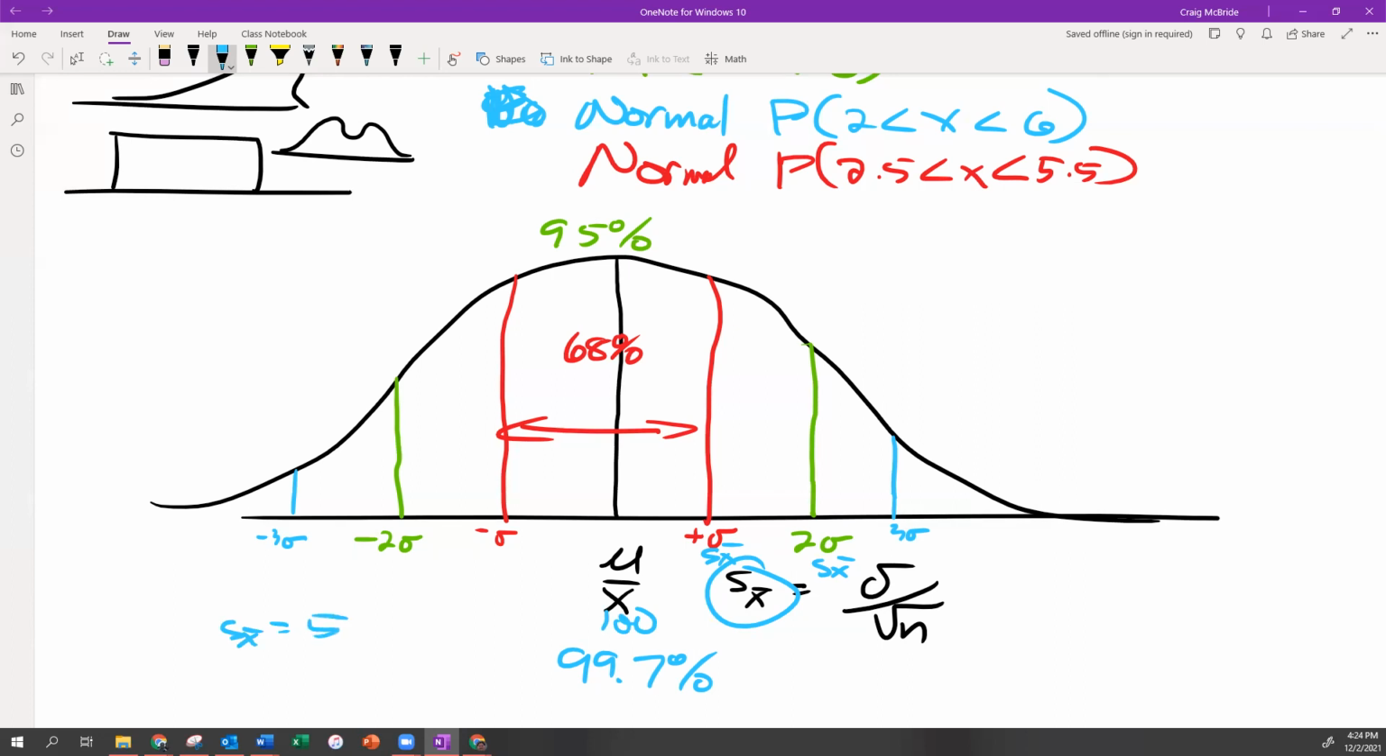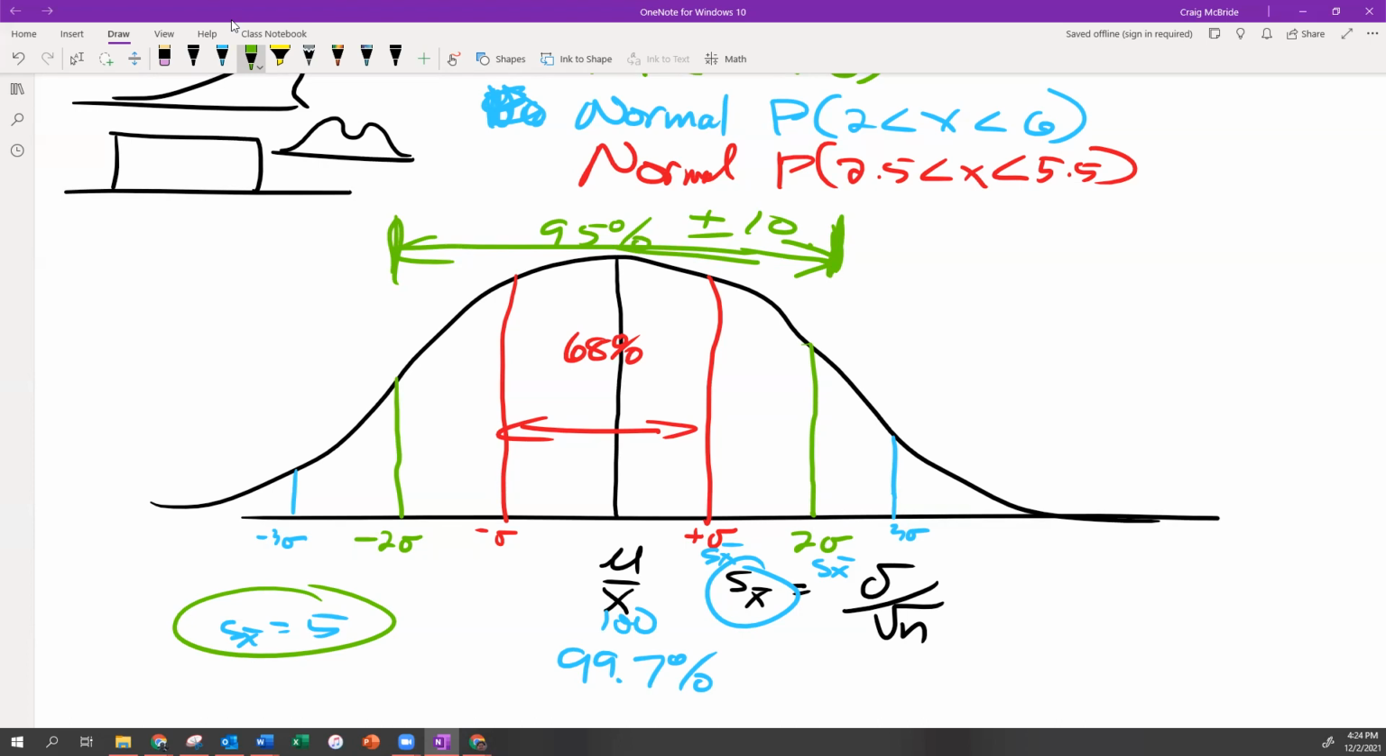Well, then we know that if we have this as a 5, and we go out 2 standard deviations in both directions, we've basically gone plus and minus 10. We've gone up 10 and down 10 because our standard deviation is 5. So we have what's called a confidence interval. We have a 95% confidence interval that has a width of 20, 10 in this direction, 10 in that direction.